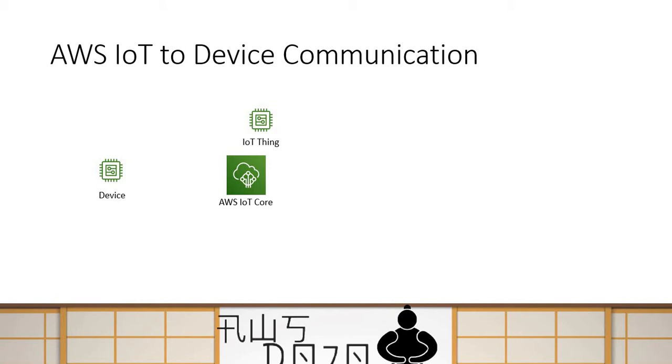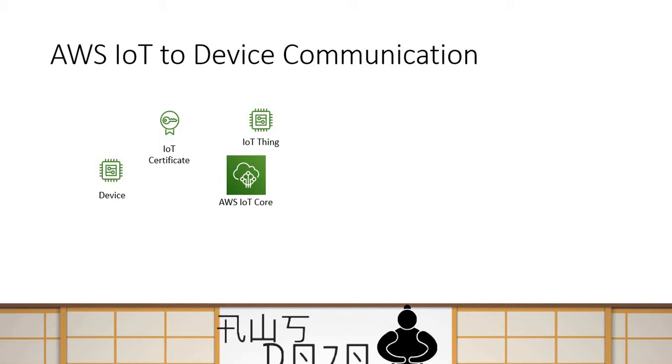When the device is created, it generates IoT certificates. These are X509 certificates which the device can use to authenticate to AWS IoT Core. These certificates are downloaded and then configured on the device, so that the device can use them as a way to authenticate to AWS IoT Core.